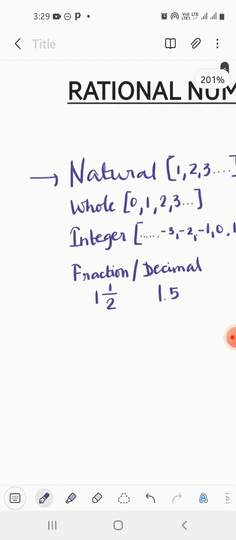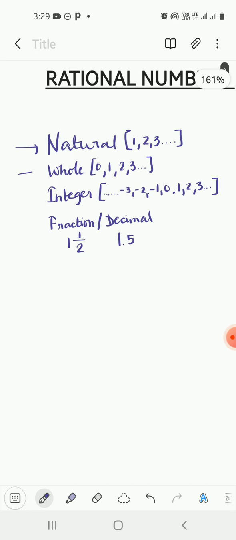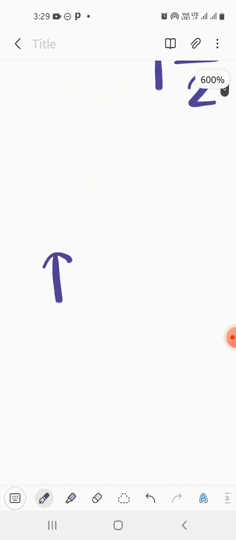So a rational number is a number that can be a natural number, that can be a whole number, that can be an integer, that can be a fraction or a decimal. So basically in this chapter we are going to deal with all these kinds of numbers and different operations of these numbers. Before we begin with the sums, we have to first understand what is an irrational number. A number which is not rational is irrational. Simple. So which numbers are irrational?